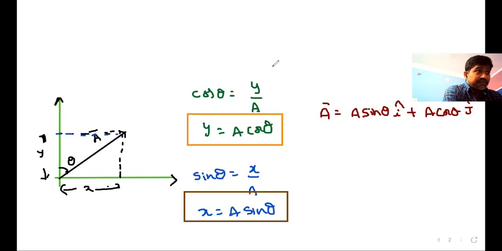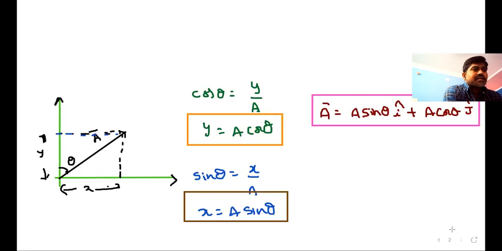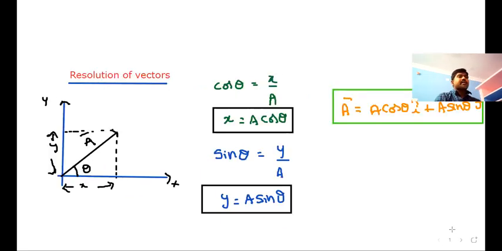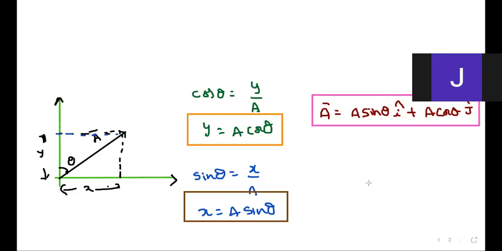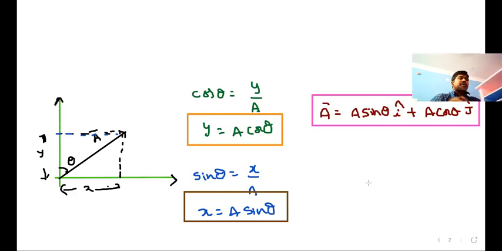What is the difference between the previous case and this particular case? You can just compare here. In the previous case, the x component is A cos theta. Here the x component is A sin theta. So we have to be careful in the question given, whether the given information is that the vector is making an angle theta with the x-axis or the y-axis. Based on that, these factors will change.